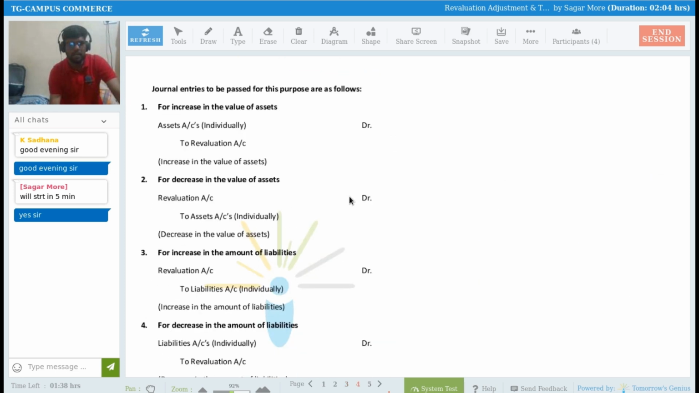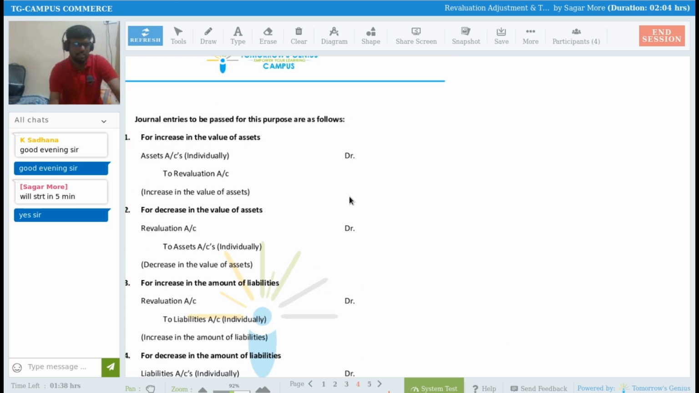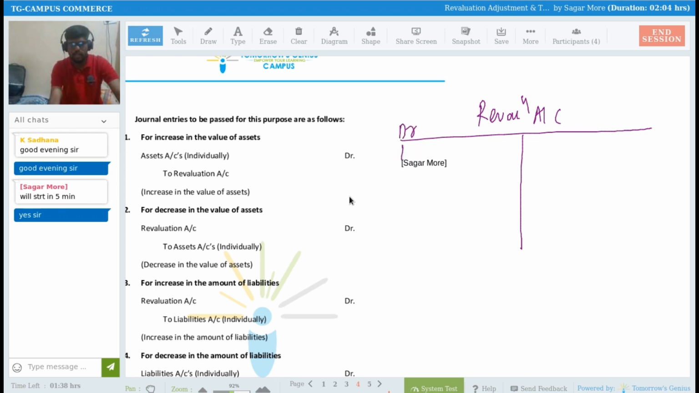Now, which entries do we have to pass? See, entries are normal, you are aware about the entries, right? See, I am preparing once again the format of the revaluation account. On the debit side, you have to write down losses and expenses, and on the credit side, we have to write down income or profit.